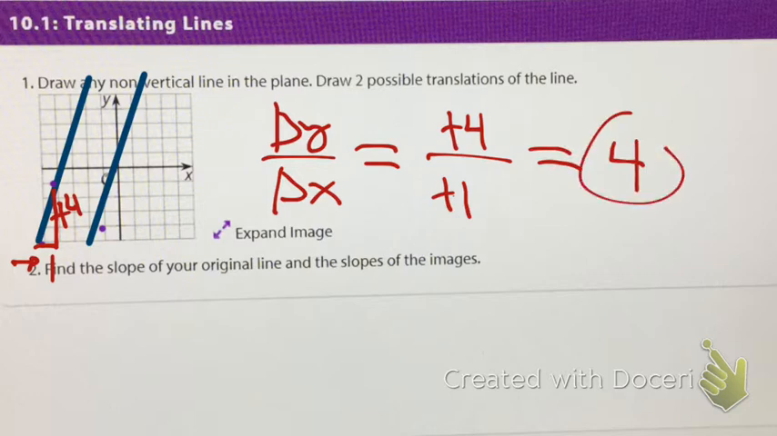And all those points get moved over. You still have a slope of 4, because all you're doing is moving all these coordinates. There's a directed line segment there, but they're all going across the same places. So you get a parallel line. So translations create parallel lines.